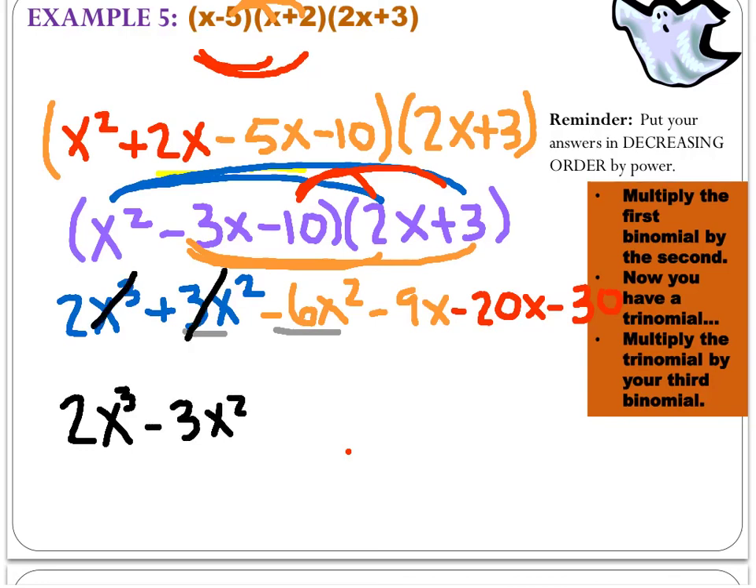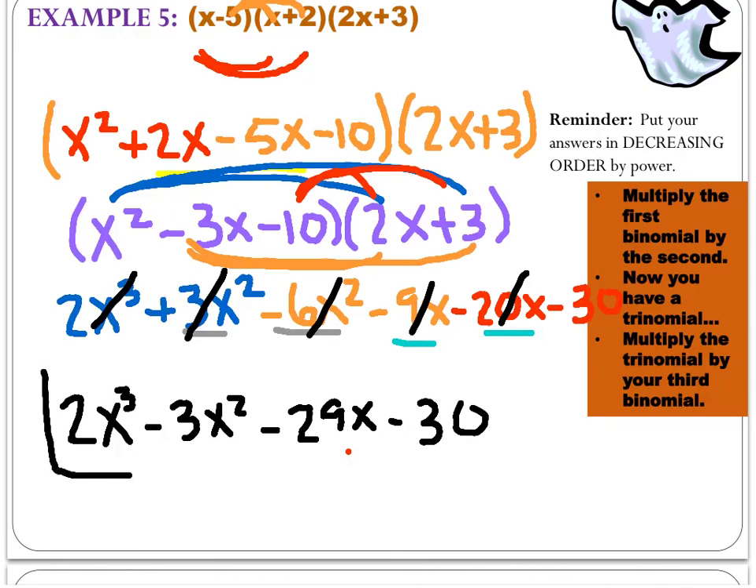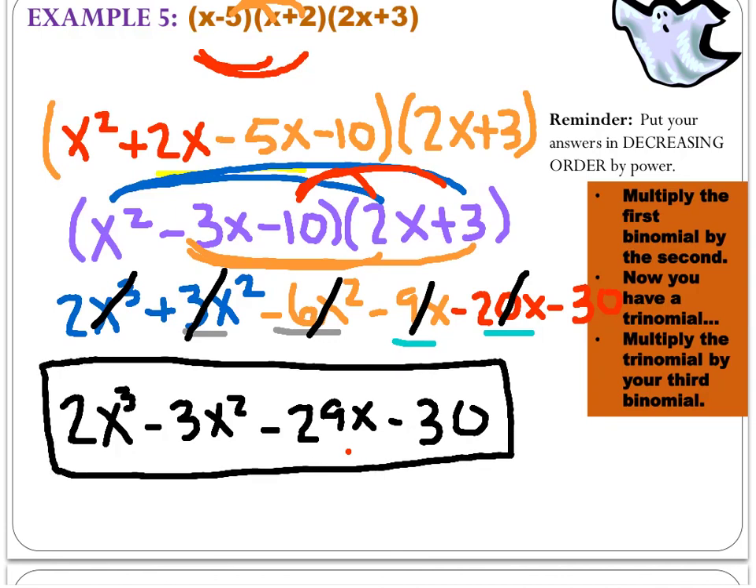So did that guy, did that guy, did that guy. Now the more like terms are these guys and these guys, so combining them I get negative 29x and then my minus 30. And that is it. That is my final answer.